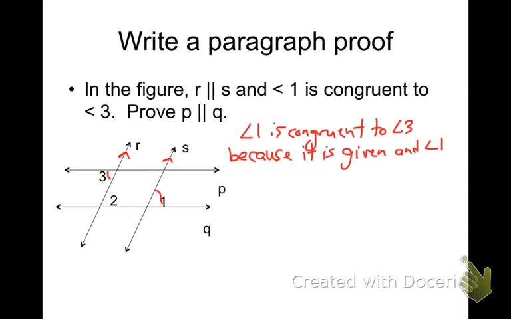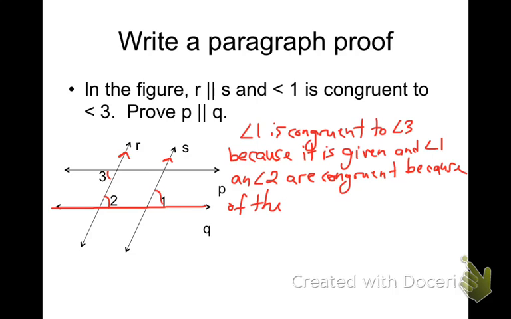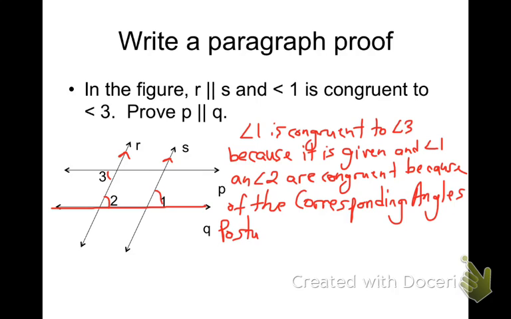And angle 1 is actually also congruent to angle 2 because these are corresponding angles. If you look at R and S as parallel lines and line Q here as the transversal, angle 1 and angle 2 are congruent because of the corresponding angles postulate. Okay, so we know that angle 1 and angle 2 are congruent because of the corresponding angle postulate.